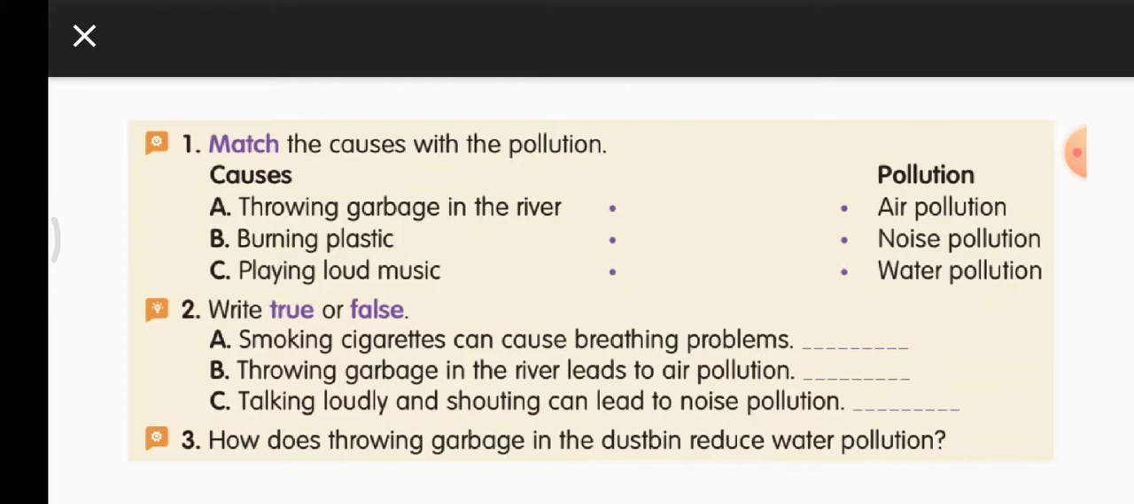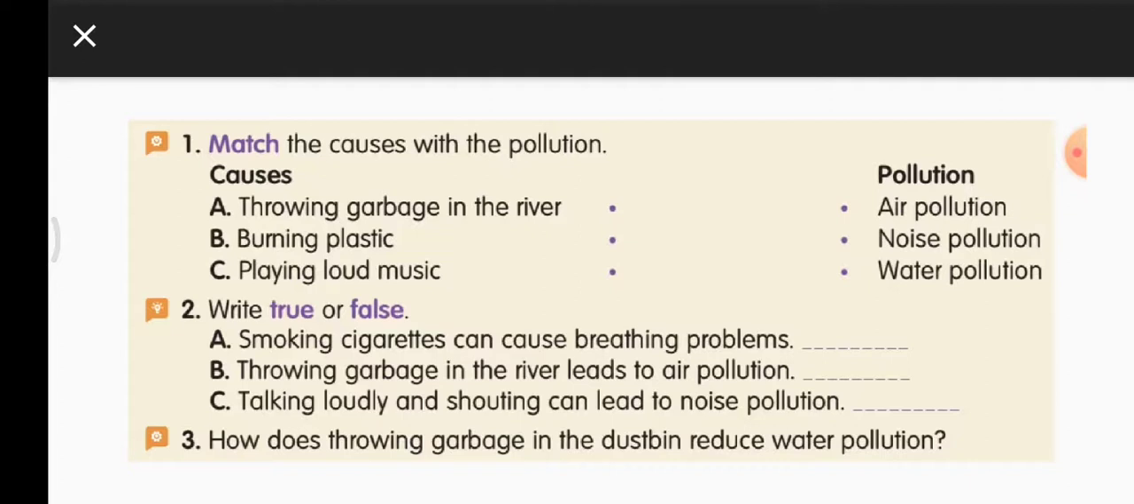Second question, write true or false. A1, smoking cigarettes can cause breathing problems. True. T-R-U-E, true. Some students are writing TF, not like that. You should write the complete word. TRUE, true. FALSE, false. Okay, A1 is true. B1, throwing garbage in the river leads to air pollution. No, that should have been water pollution, no? So B1, false. C1, talking loudly and shouting can lead to noise pollution. True.